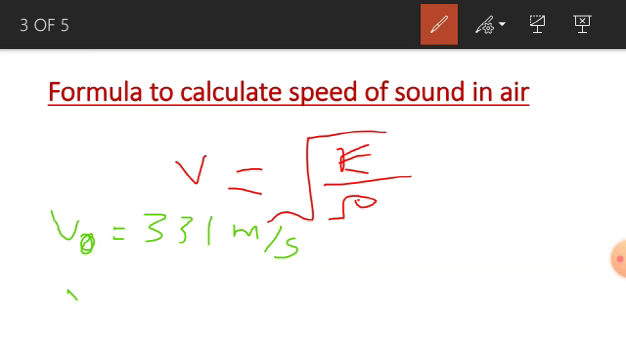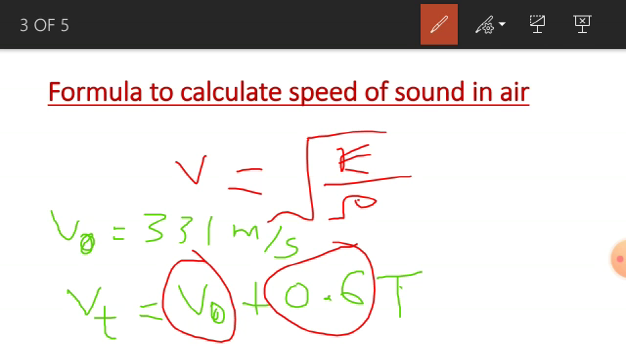Now if we want to find the speed of sound at any temperature T, then it will be equal to speed of sound at 0 degree centigrade, that is 331 meters per second, plus 0.61, so just write 0.6, as in your book, up to one significant figure. 0.6 times rise in temperature, because at 0 this value is given and whatever temperature is above 0 we write there. Normally we write the temperature with small t, but no problem. So speed of sound at any temperature is equal to speed of sound at 0 degree centigrade plus 0.6 times rise in temperature.